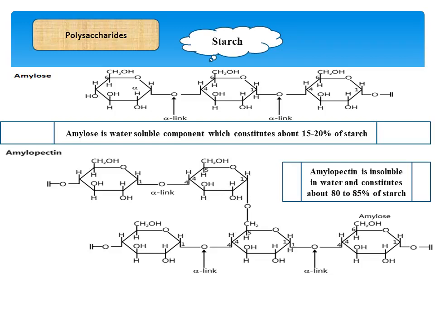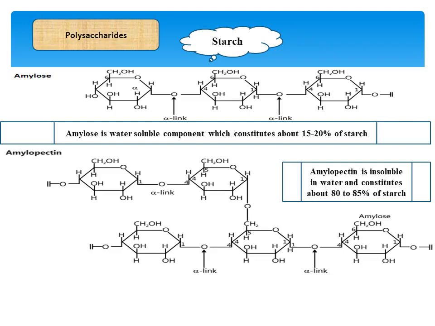The starch is made up of mainly two kinds of things: amylose and amylopectin. Let us assume in our body we have a large intestine and we have a small intestine, isn't it? So the large intestine occupies more space and the small intestine occupies less space. Similarly, it is the case of the amylose and the amylopectin. The amylose is the water-soluble component which constitutes only about 15 to 20% of the starch.